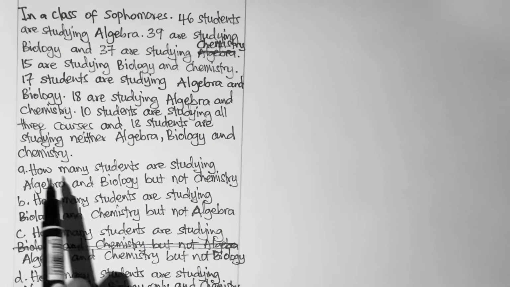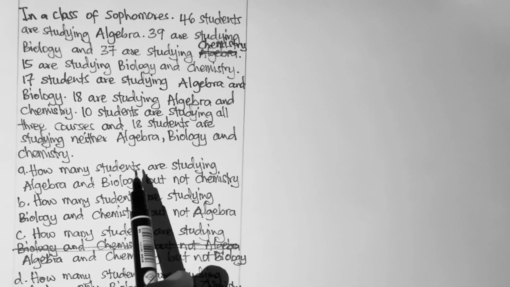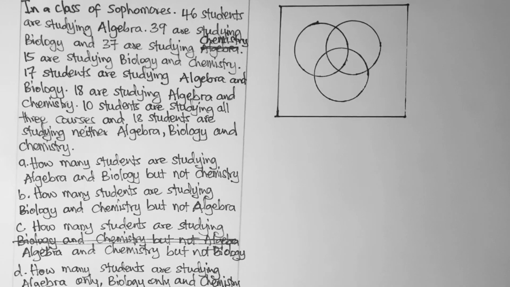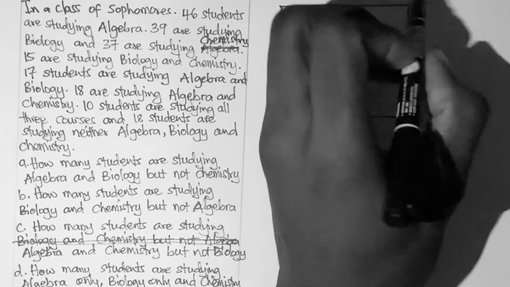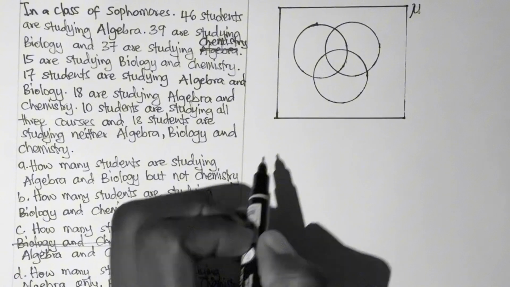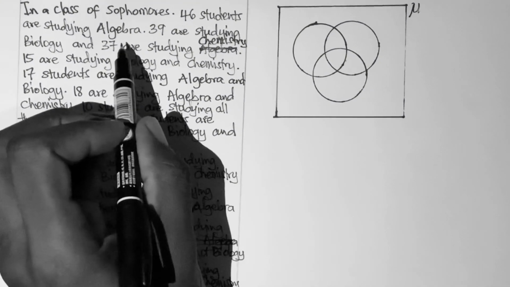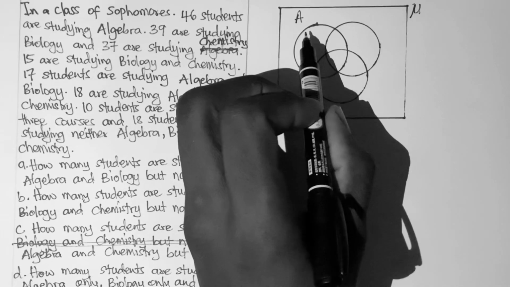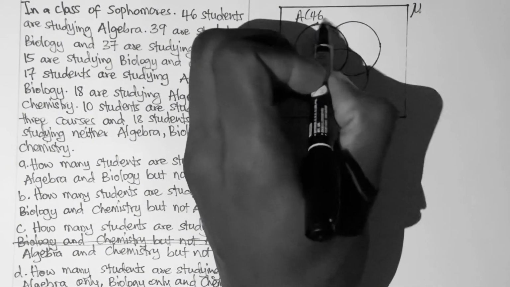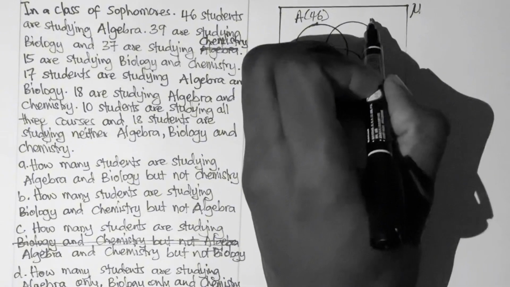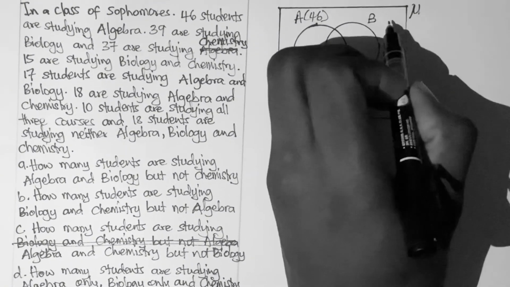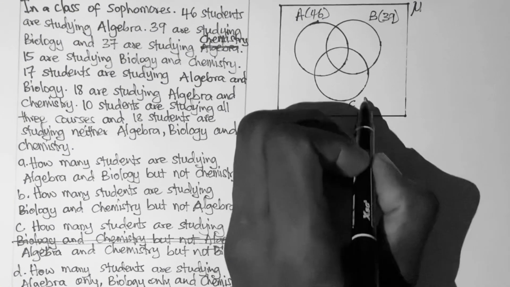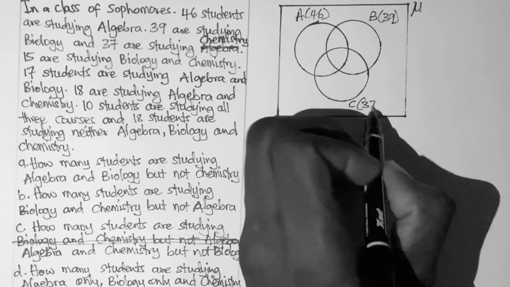Now, to be able to solve this kind of problem, we need to represent it on a Venn diagram. So let's sketch our Venn diagram first. So this is our Venn diagram. This part is the universal set, mu. Then it's a class made up of algebra students, so let's represent this as the algebra students, and they are 46. And then we also have the biology students. So this part is the biology, and 39 people are studying biology. And here is the chemistry, and 37 are studying chemistry.